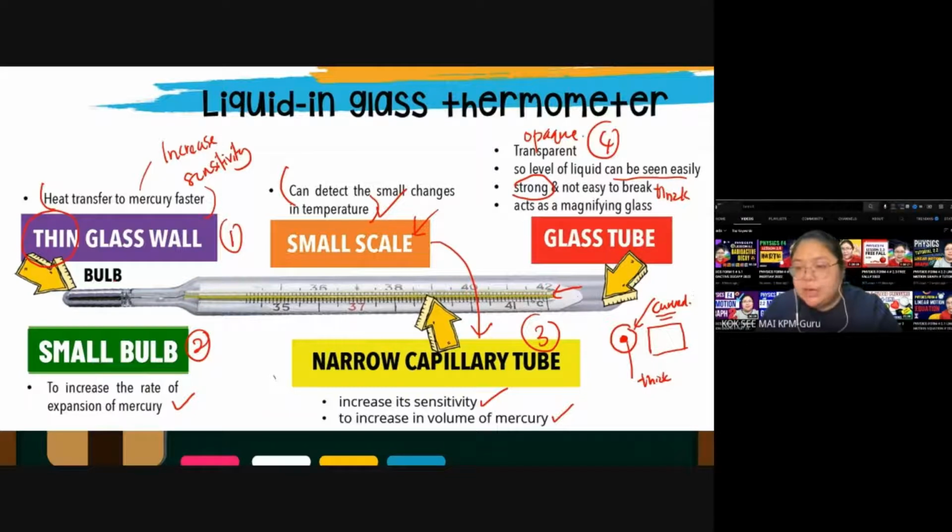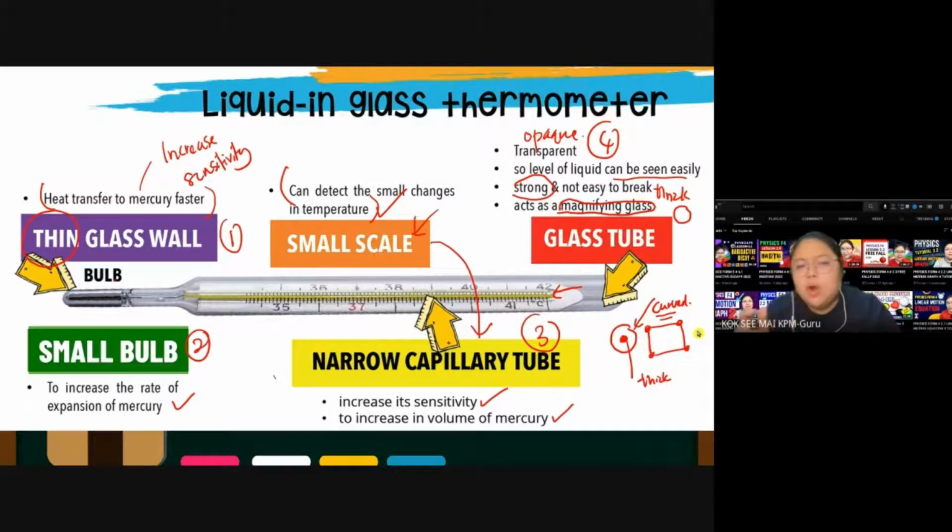Why is there a curve shape, not a square shape? The curve shape acts as a magnifying glass. Okay, the curve shape acts like a magnifying glass. You can also say it reduces refraction. If you have a rectangle or square, you get corners, and when the light goes through, it will refract. So we choose a round one. The round one can magnify the reading. It can also reduce the refraction. Okay, this is the question they can ask you about thermometer characteristics.